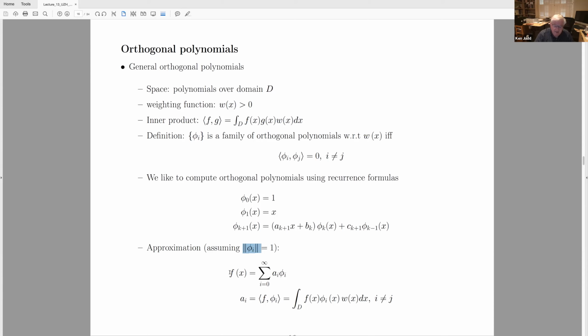In that case, you can decompose a function as an infinite sum where the little ai's are defined here. Basically, the little ai's are nothing more than the inner product of f with respect to phi I. And here's the inner product written out more carefully. Basically, little ai is nothing more than the covariation of f with phi I.